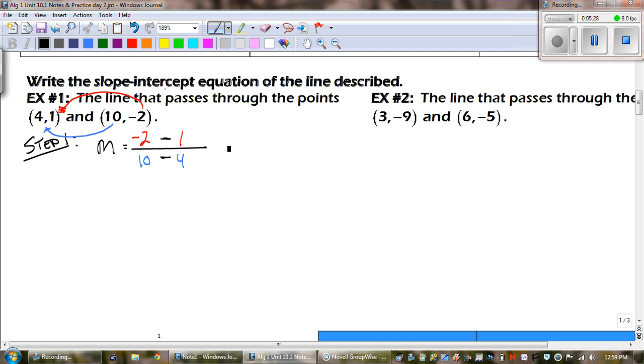So let's simplify. At the top, negative 2 minus 1 is negative 3. 10 minus 4 is 6. And when we simplify that, we get our slope is negative 1/2.